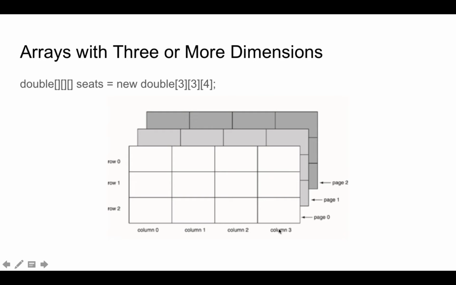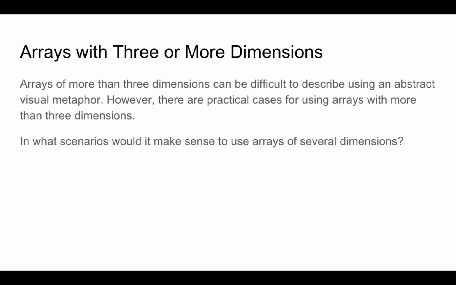So as I mentioned before, when we talked about two-dimensional arrays, a single two-dimensional array is basically the equivalent of an array of arrays. Well, now a single three-dimensional array is essentially going to be an array of two-dimensional arrays.